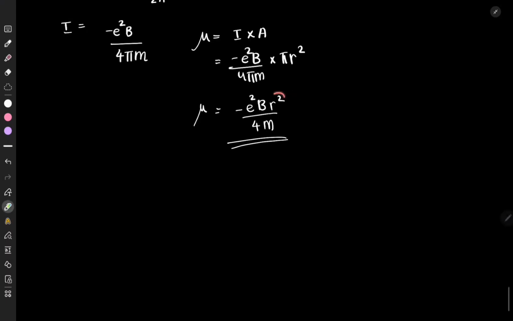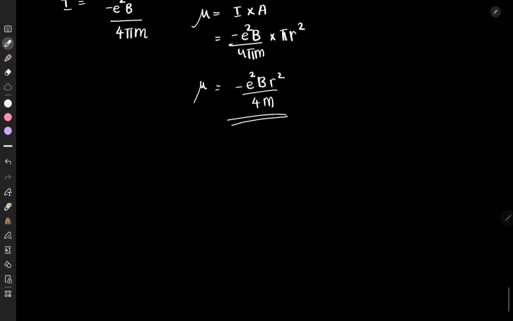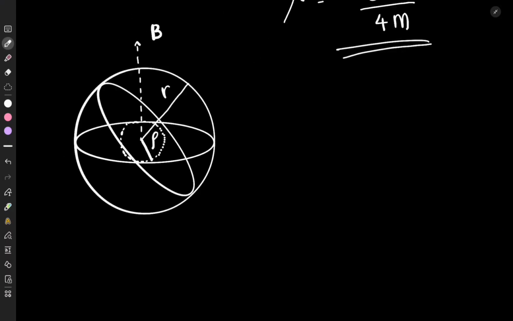Instead of writing r square, we can use rho square, which is the mean square radius of the projection of an orbit. In order to define it, we'll take a great circle and draw some orbit inside it. Here you can see that rho square is equal to x square plus y square, whereas r square is equal to x square plus y square plus z square.